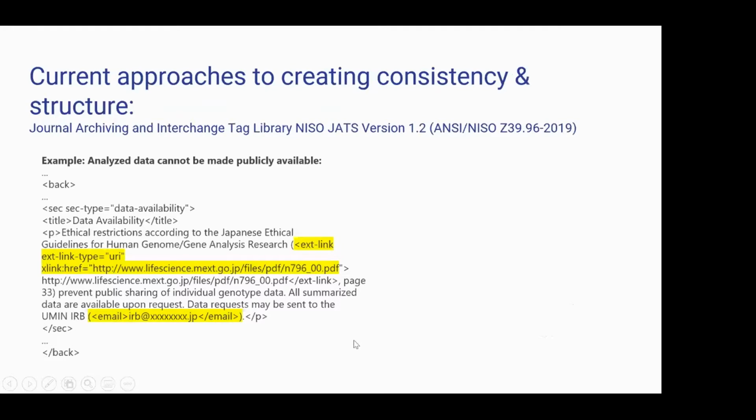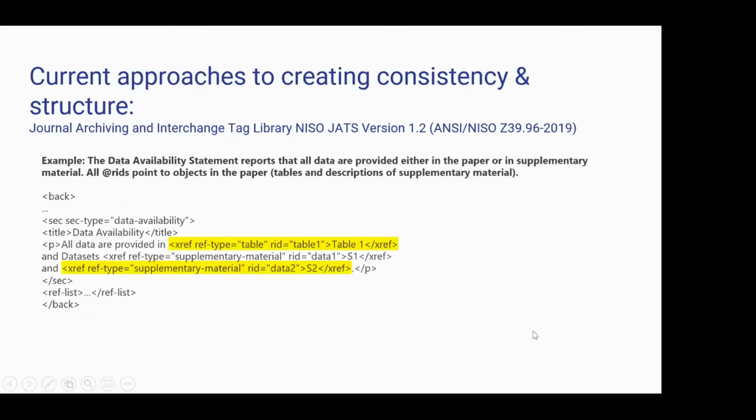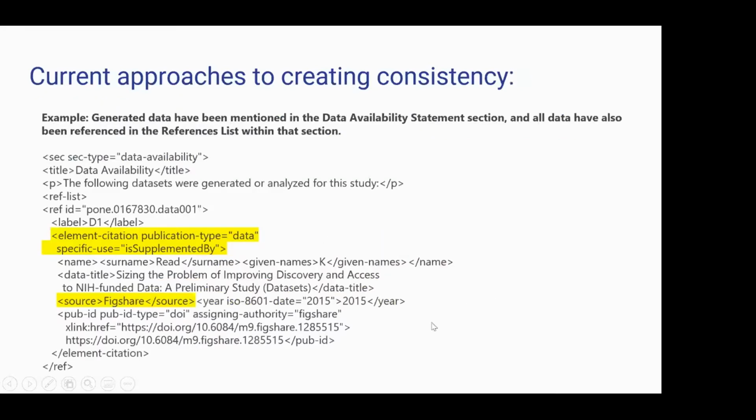This is an example that they give for a data set where the data availability statement is saying the data can't be made public. You can see they're tagging things like an external link out to some guidelines and ethical restrictions. They're tagging things like the email address of the person you should contact for access. They have examples for supplementary files, so tagging the table that's in the manuscript. And then a few examples for repositories. In this example, they're saying Figshare is the source.